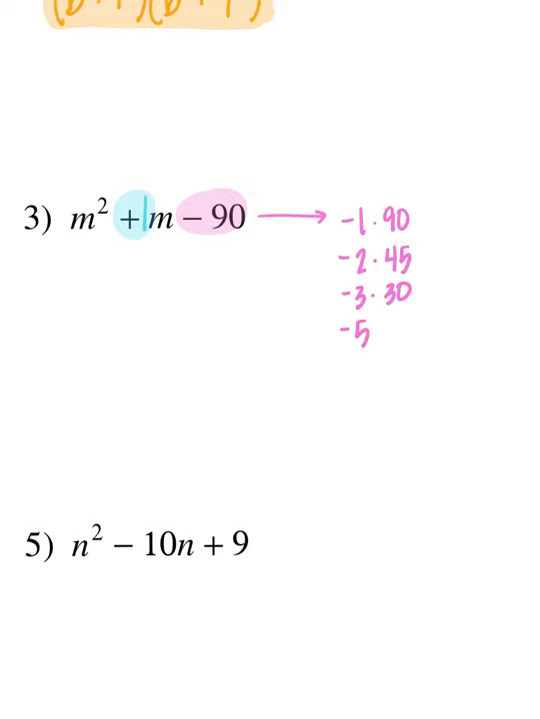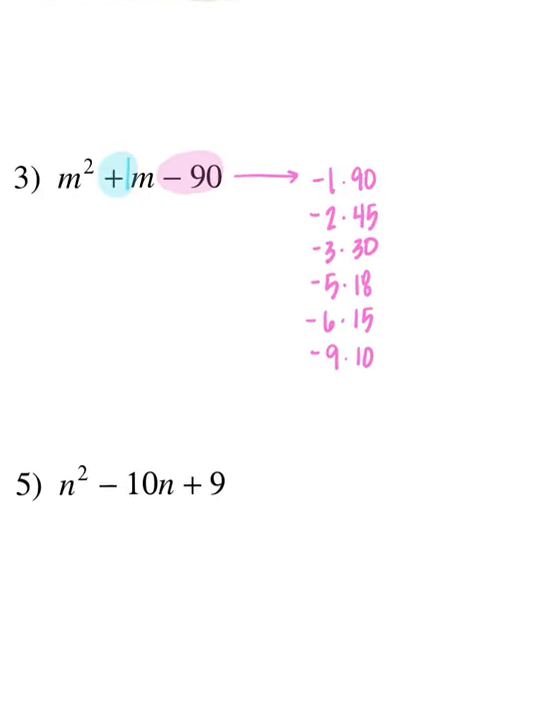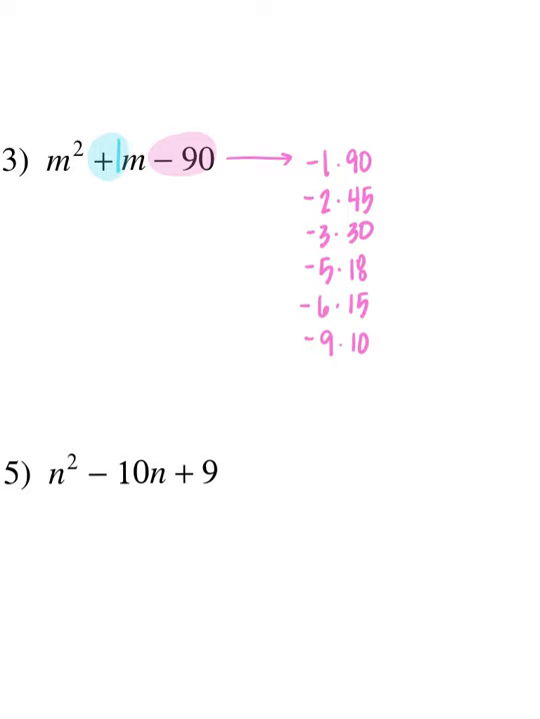Negative 5 times 18. Negative 6 times 15. Negative 9 times 10. Okay, so that's one set of factors. Now with negative numbers, we have a whole other set.